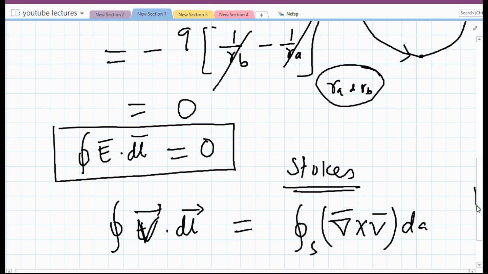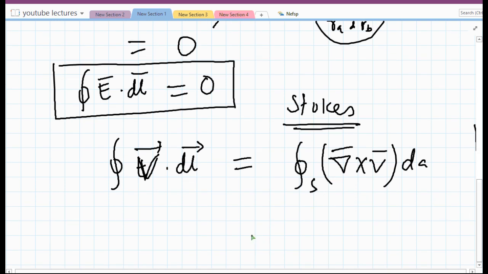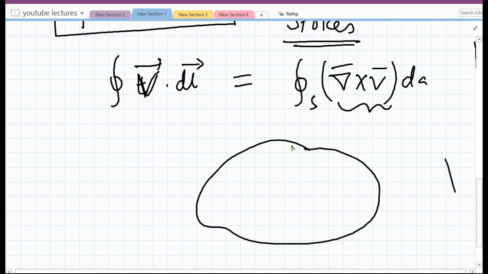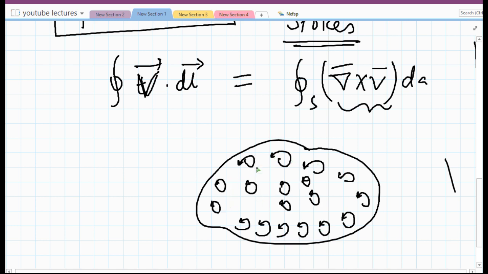Now what does curl mean? Curl suggests that if you have some kind of vector field, how much it is curled up, how much it is twisted. The twisting of any vector field is given by the curl. The analogy is like this. Suppose you have a surface which is enclosed by a boundary. You cannot have a surface which does not have a boundary. Suppose there are vector fields curled up in that way, each having the same orientation. These vector fields are curled up.